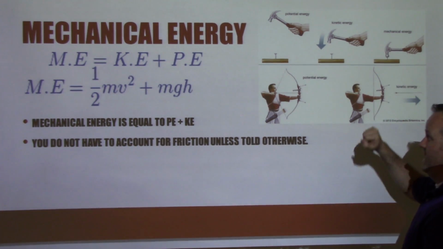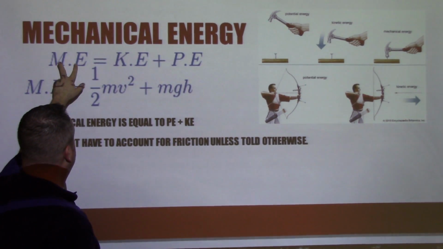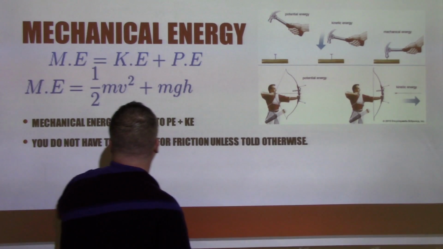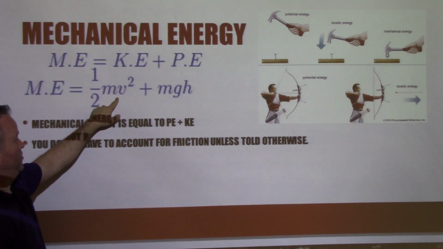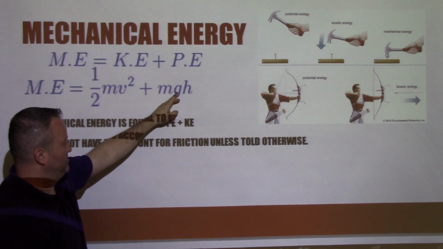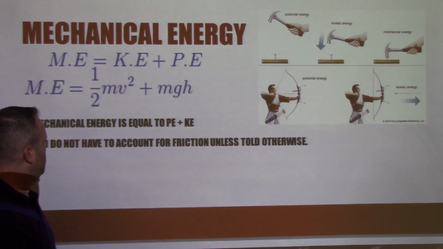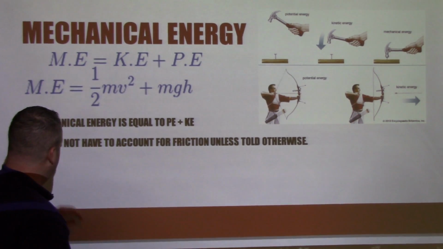So let's look right here. We have our formula, which says that mechanical energy, ME, is equivalent to KE plus PE. So mechanical energy is equal to 1/2 mass velocity squared, that's my formula for kinetic energy, plus mass times gravity times height. Or we could say weight times height, same thing. So mechanical energy is equal to PE plus KE.